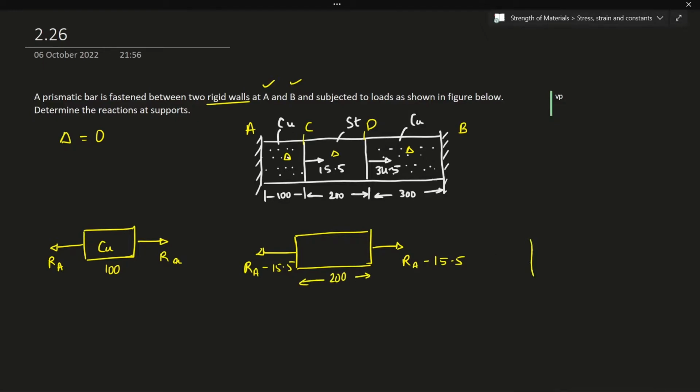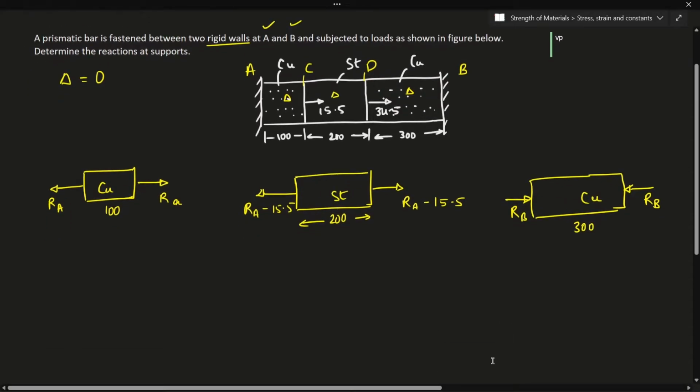And finally for DB, again we are going to have something like this. Here the direction of RB will be in compression, RB, and this will also be RB. Now the length of this particular member is again 300. This is also made up of copper, while the second member was made up of steel, right? So we know all of these things. Let me just try to solve the problem.